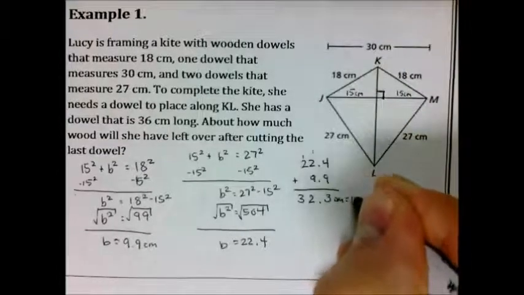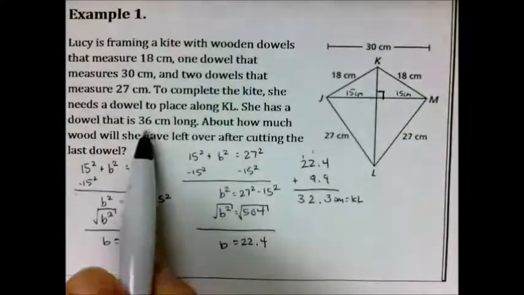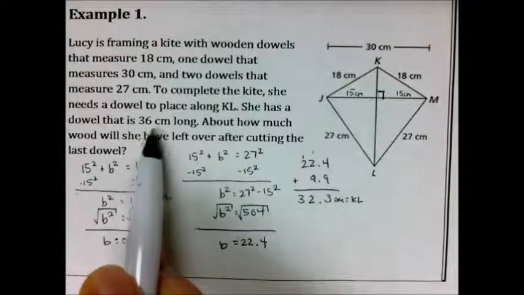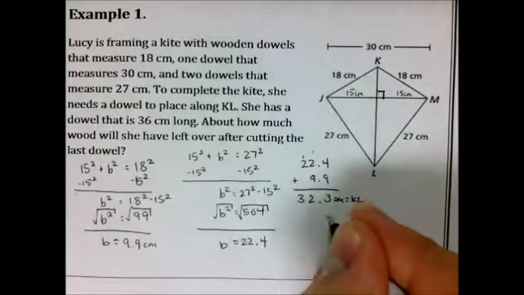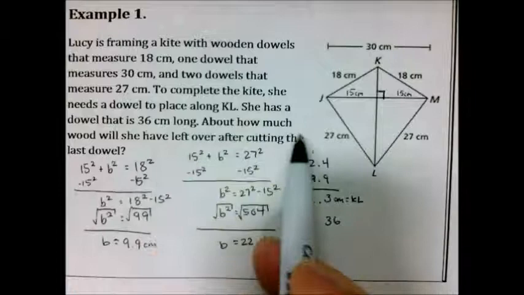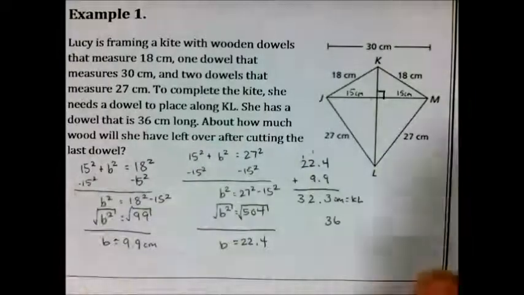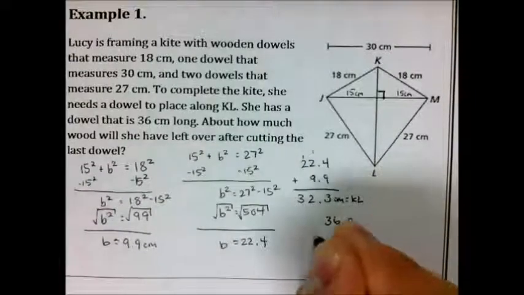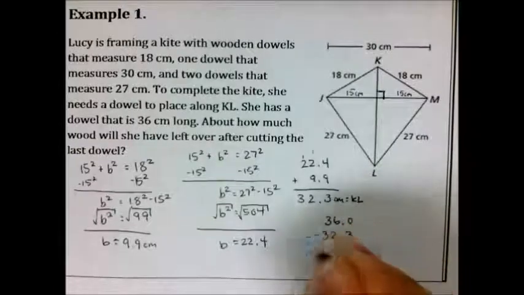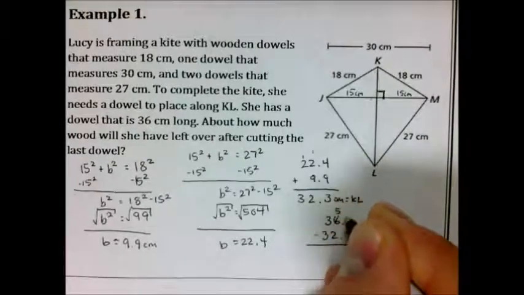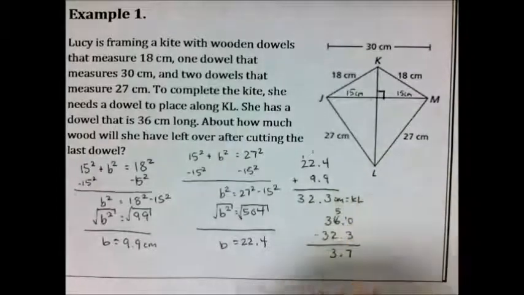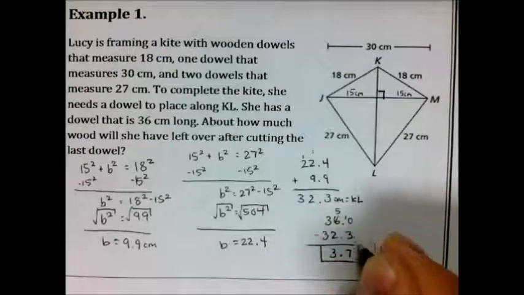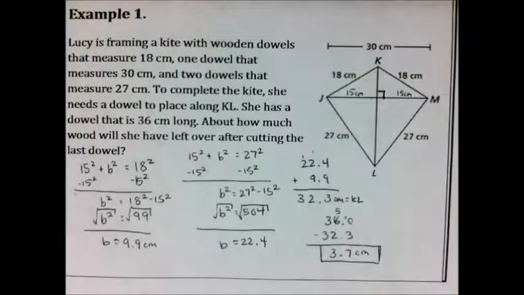Okay, but we already said that we have a piece that's 36 centimeters long, so we need to subtract 36 minus 32.3, and that will give us the actual distance of how much left over we'll have after cutting that last owl. So 36.0 minus 32.3, we'd have to borrow here, we get 10 minus 3 equals 7. 5 minus 2 is 3, and 3 minus 3 is 0. And so our leftover piece is 3.7 centimeters. And that's how you'd go about solving one of those types of problems.